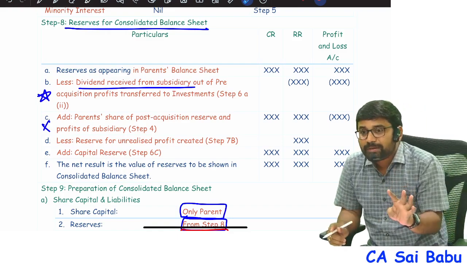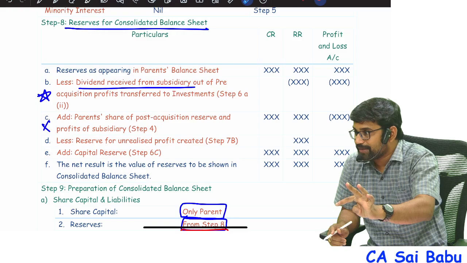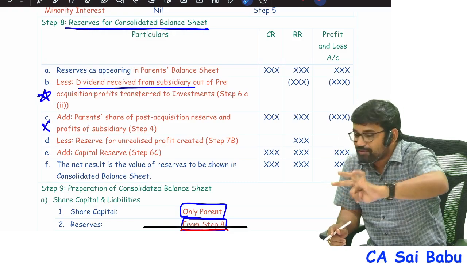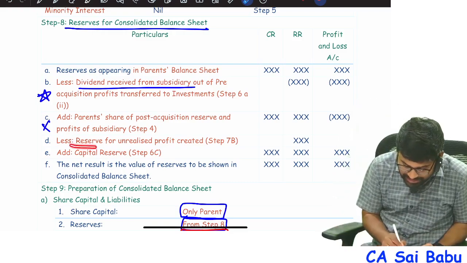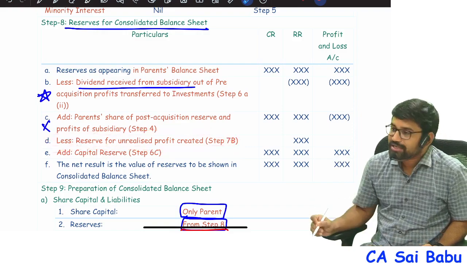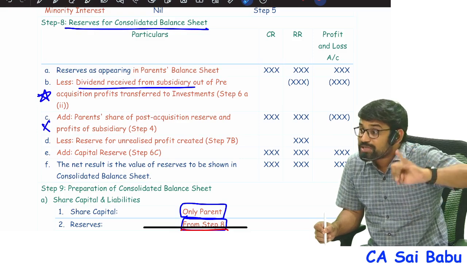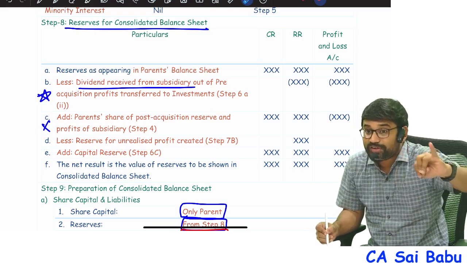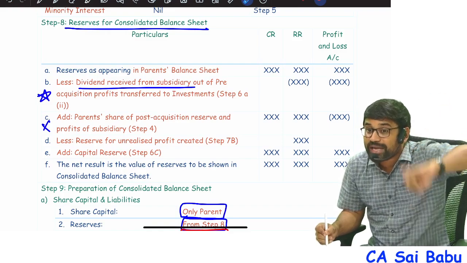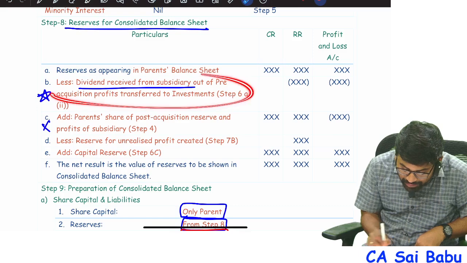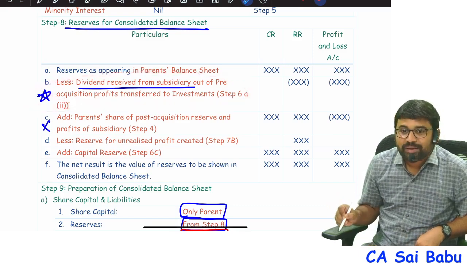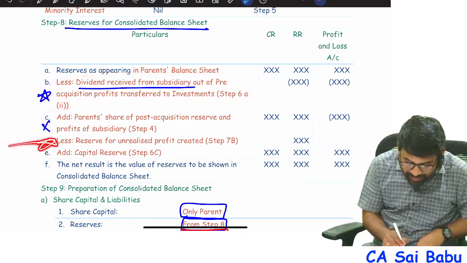Second adjustment, parent sold goods to subsidiary. In that, unrealized profit will be eliminated. See this. Reserves for unrealized profit eliminated. One more adjustment, dividend adjustment. Dividend received from subsidiary from pre-acquisition profits but wrongly included in P&L. Therefore, now we need to deduct it from the P&L account. So these three already we have discussed.